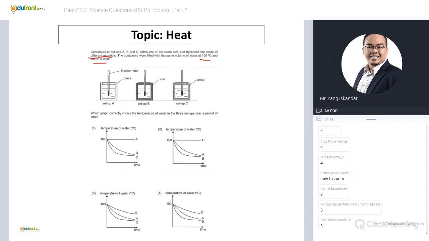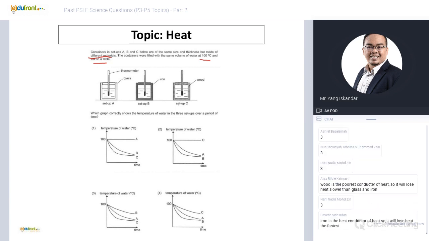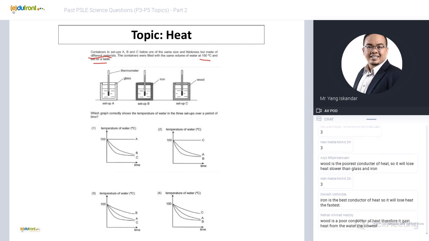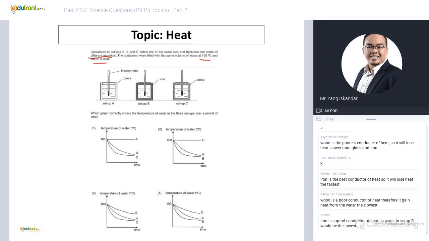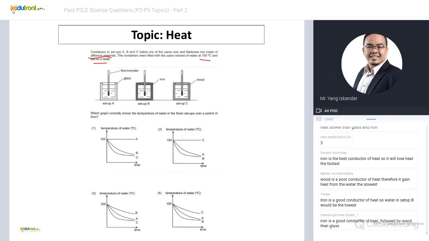Okay, Ashraf say 3. Okay, Ashraf, can you explain why you say 3 is the answer? Wood is a poor conductor of heat, therefore it gains heat from the water the slowest. Okay. Now I'm going to teach you a shortcut. Do you want to learn shortcut or not?